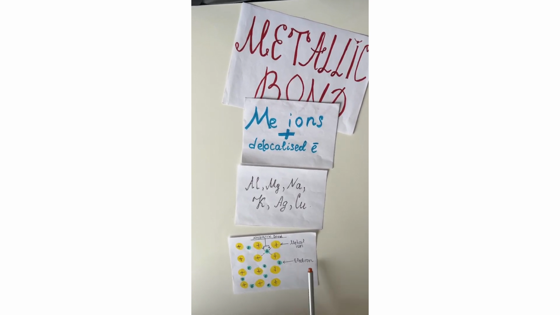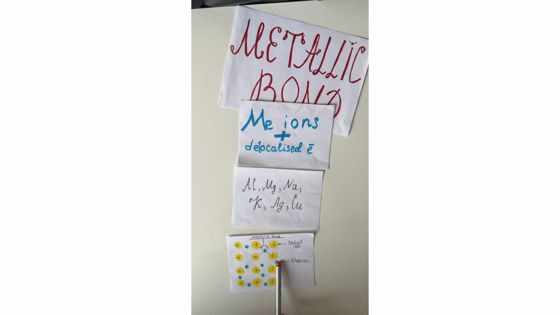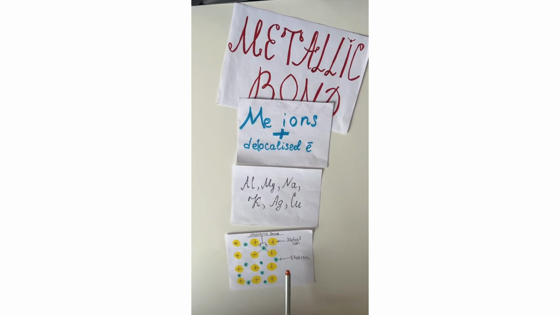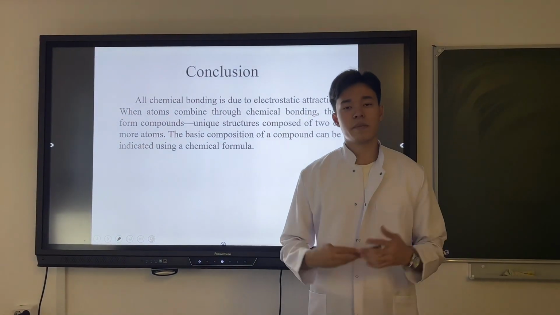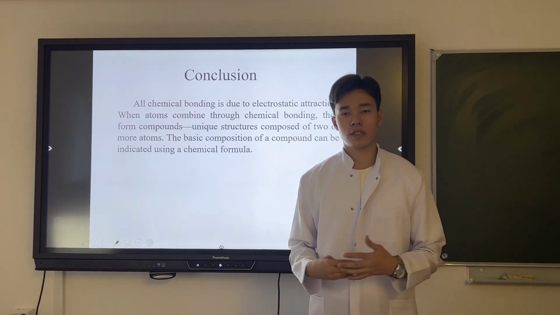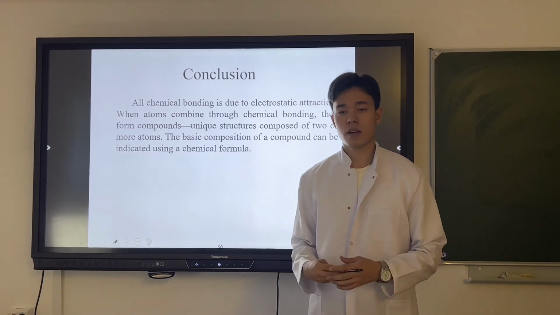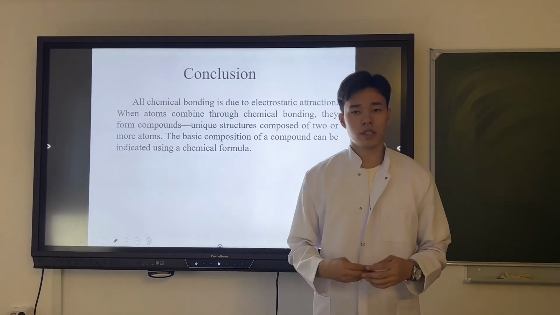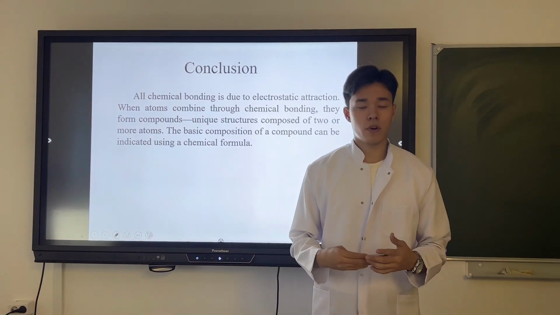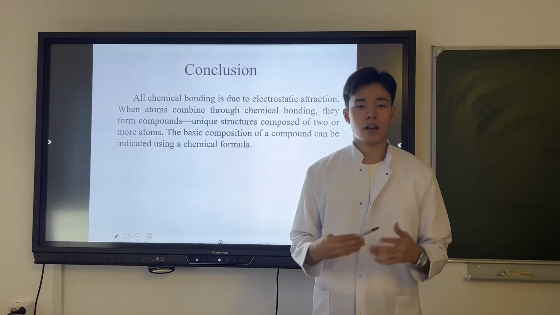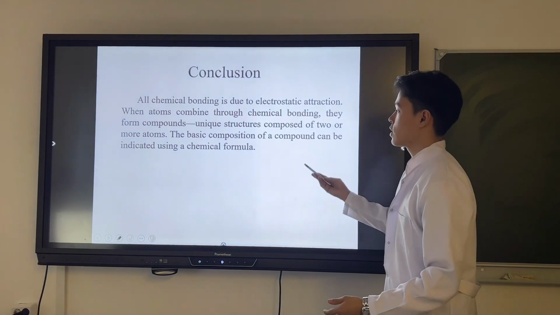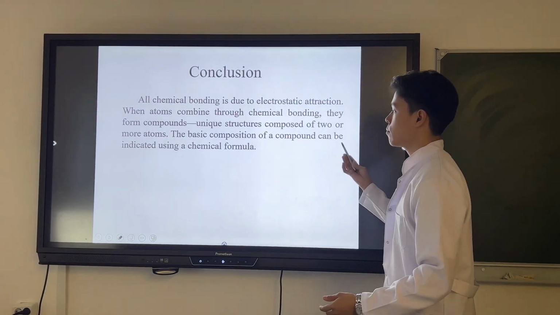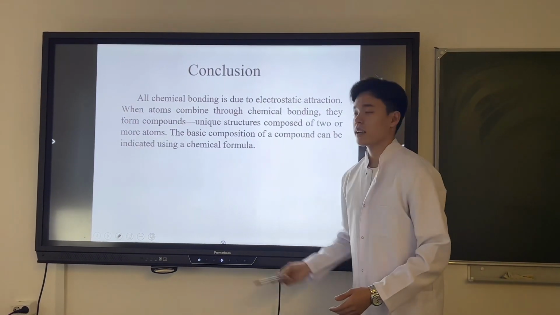are shared among cations. Conclusion: all chemical bonding is due to electrostatic attraction. When atoms combine through chemical bonding, they form compounds, unique structures composed of two or more atoms. The basic composition of a compound can be indicated using a chemical formula.